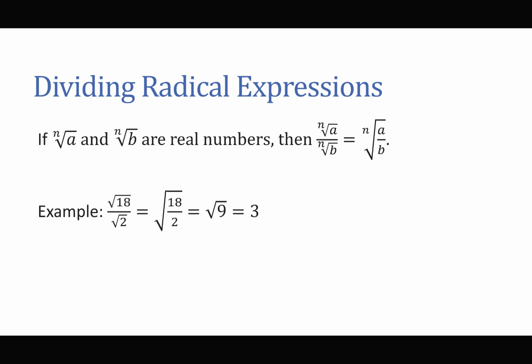All right, so if we have the nth root of A and the nth root of B, meaning it's the same index, it could be 5 and 5, it could be 1,000,000 and 1,000,000, as long as they're the same index, then I can rewrite it with a radical on top divided by a radical on bottom, or the index of the quotient of that fraction.